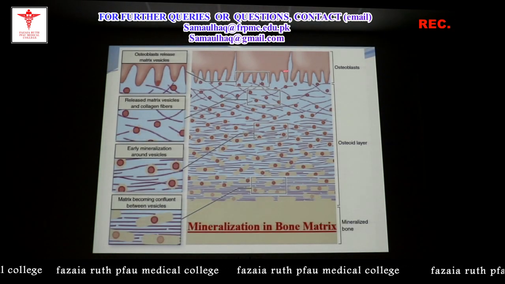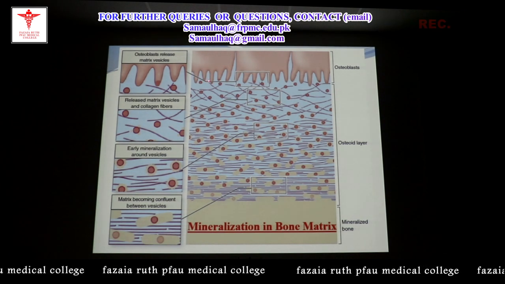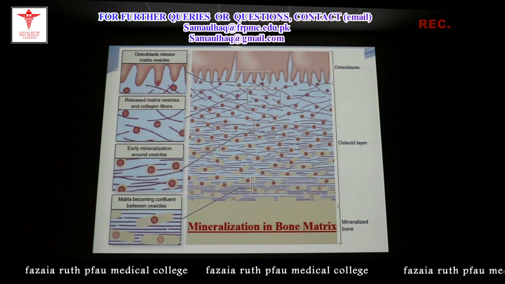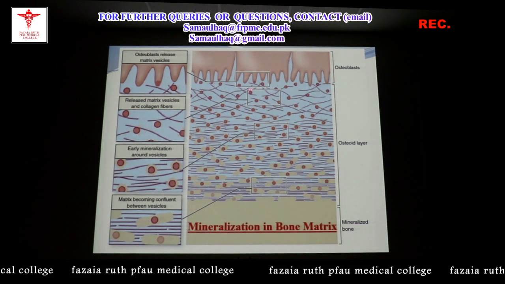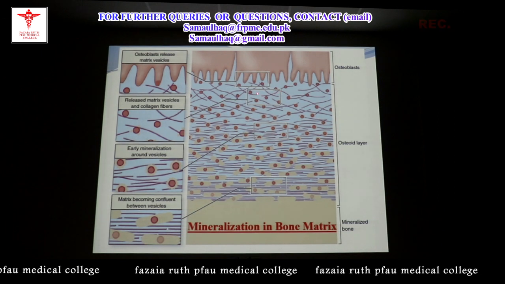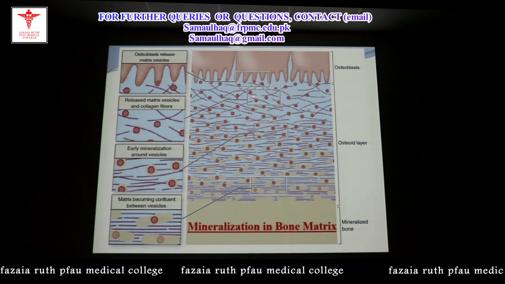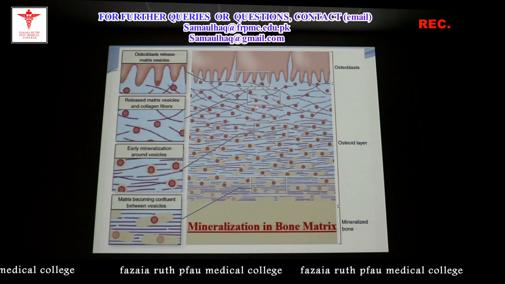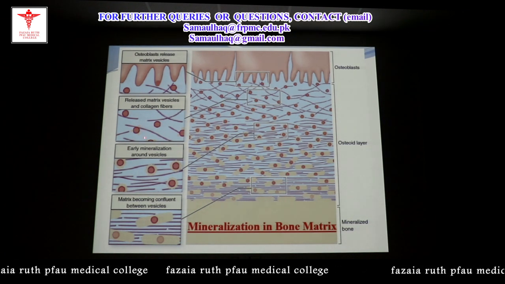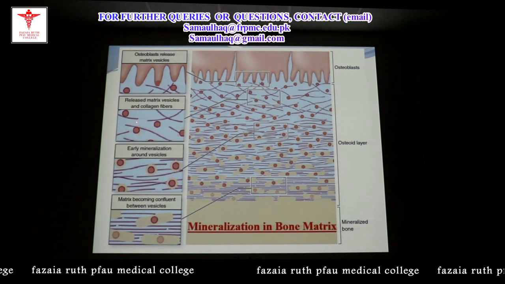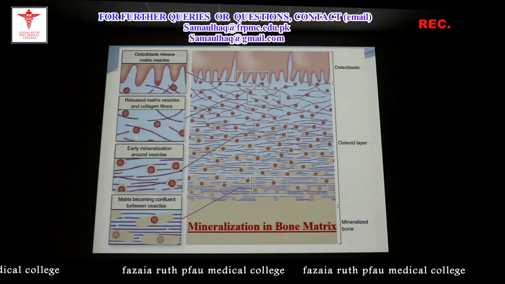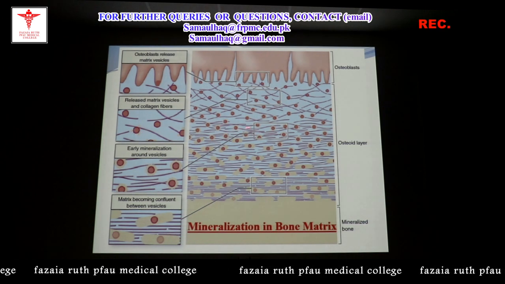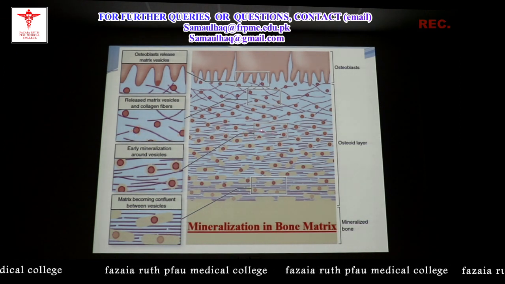So these are the osteoblasts which release matrix vesicles. So these are matrix vesicles which are released by them. So these matrix vesicles also having collagen fibers with them. And as we can see, the concentration of collagen fibers and these granules are more towards the inner side, and as they grow, early mineralization around vesicles is taking place, so calcium is starting to deposit around these bone matrix cells.